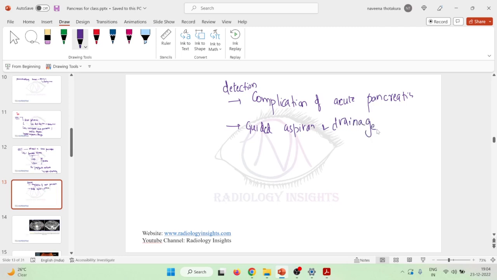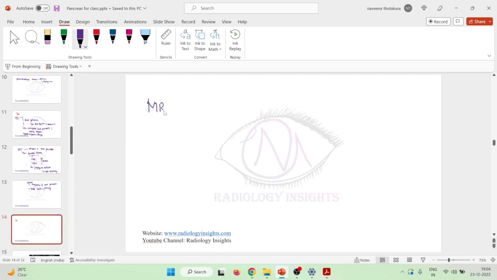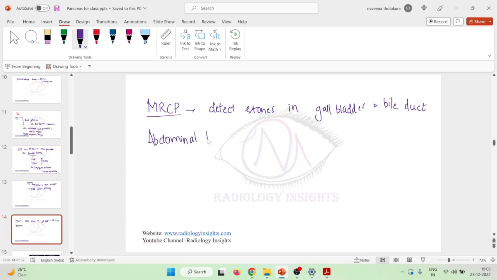The next investigation after CECT is MRCP. MRCP is helpful for detecting stones in the gallbladder and bile duct. Then an abdominal MRI can also be done for acute pancreatitis patients. This abdominal MRI is used for the diagnosis of pancreatic necrosis.